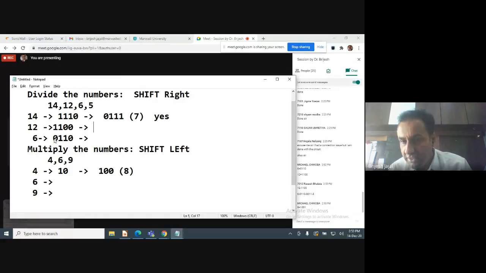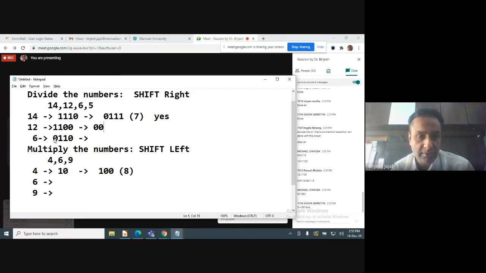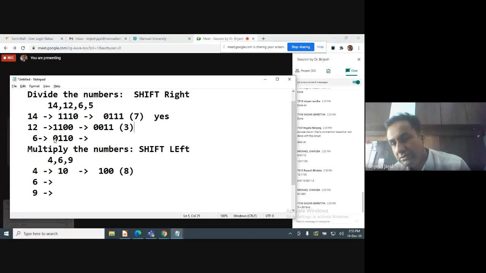Yeah, Rashesh has written 1100. It becomes 0011. So that is nothing but 3. Very good. So this is how I want it. What Rashesh has written, the full answer you write down.